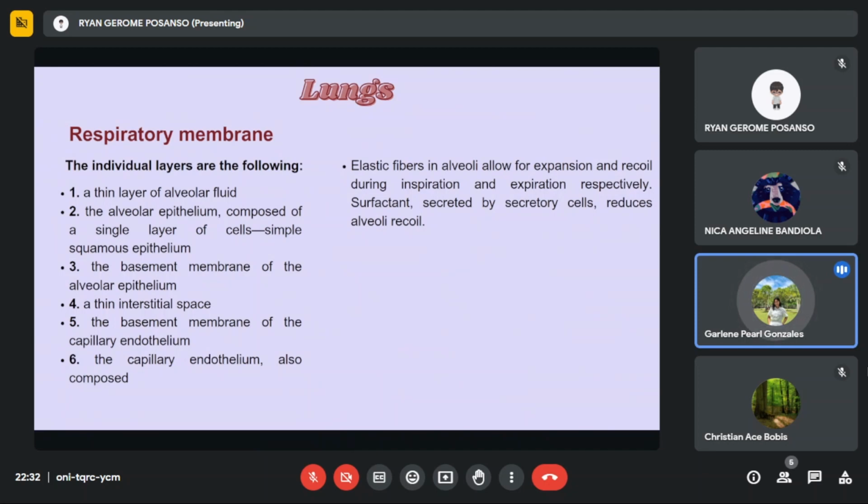Elastic fibers in alveoli allow for expansion and recoil during inspiration and expiration respectively. Surfactant secreted by secretory cells reduces alveoli recoil.